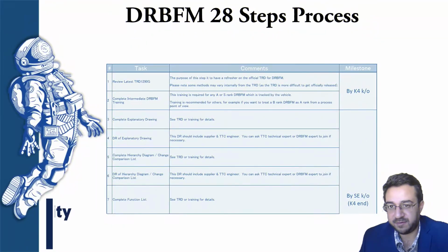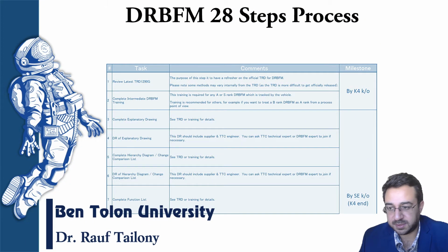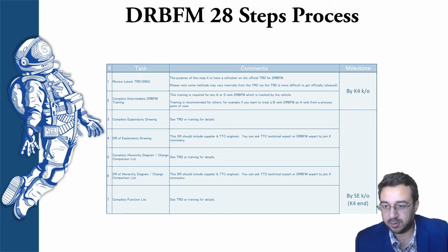To summarize the DRBFM process in 28 steps, it will be as the following. Mentioning here the number of the process step, the task of that step, extended comments or more comments on that task just to give explanation, and milestones.